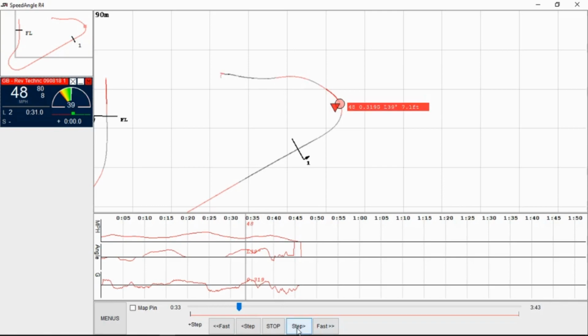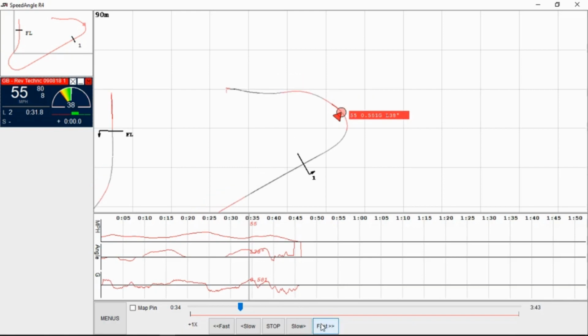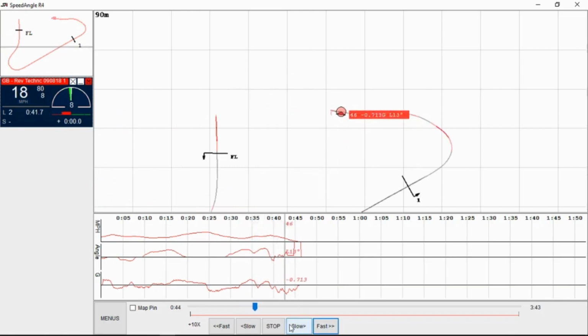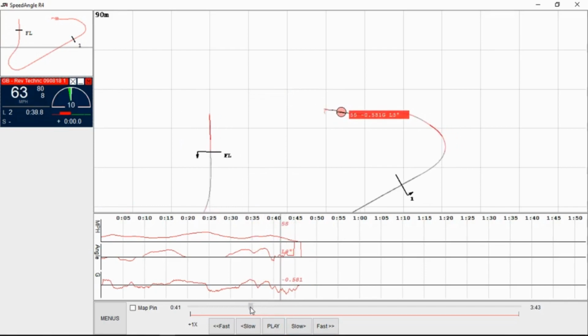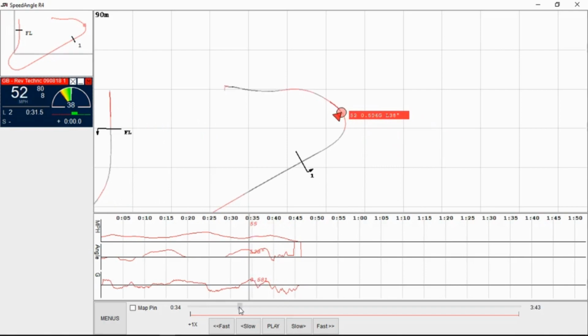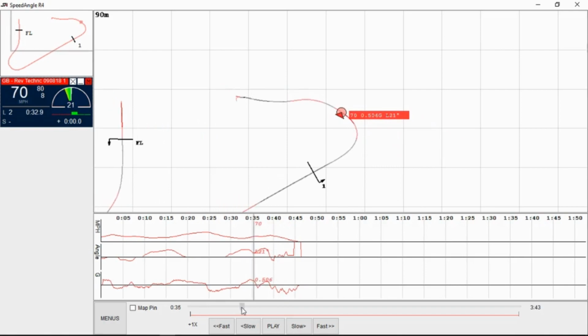So start standing the bike up, and you can see here that speed's coming up. So taking lean angle away a bit more aggressively. All right. So get the bike stood up right here.